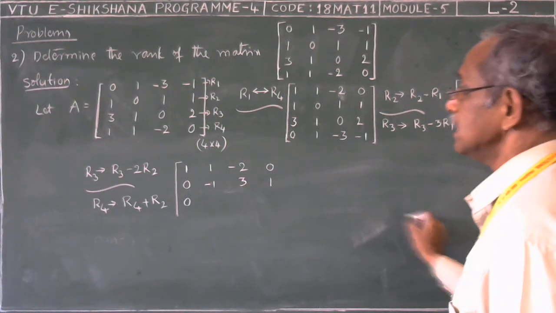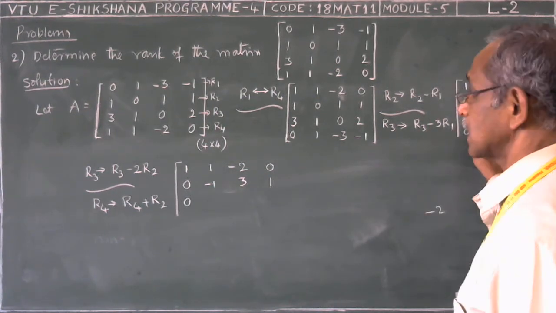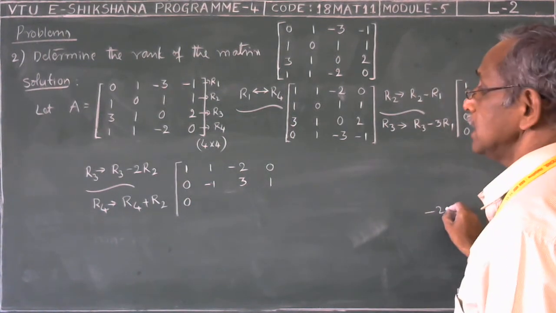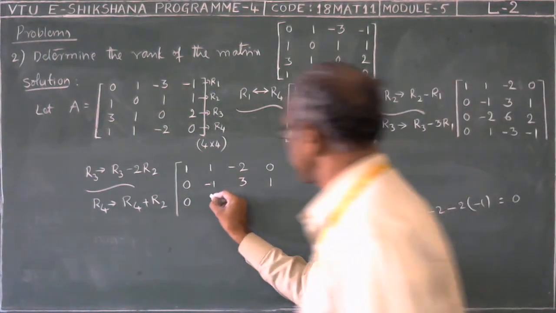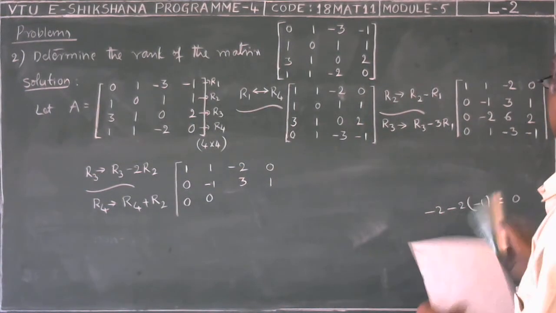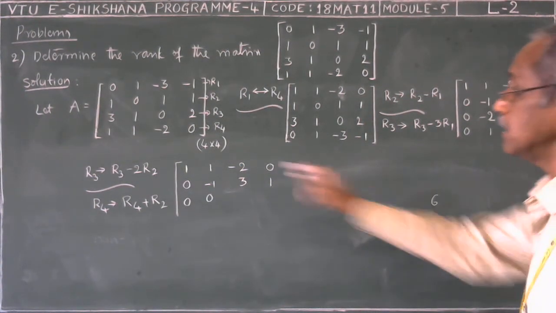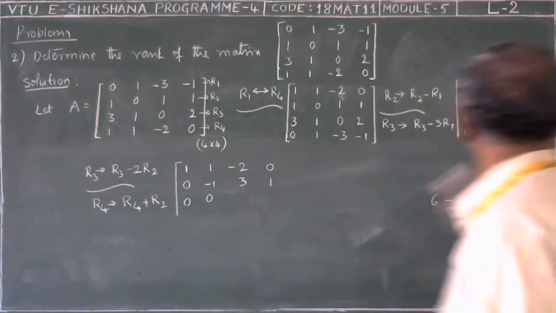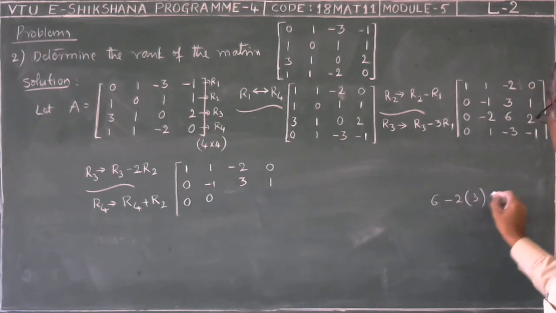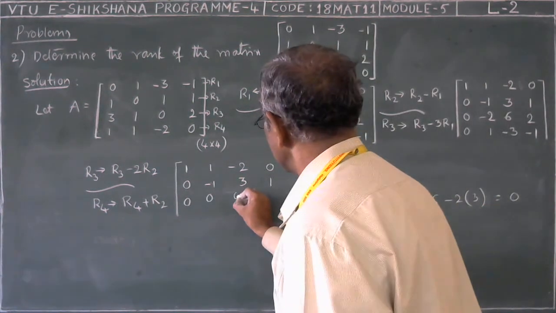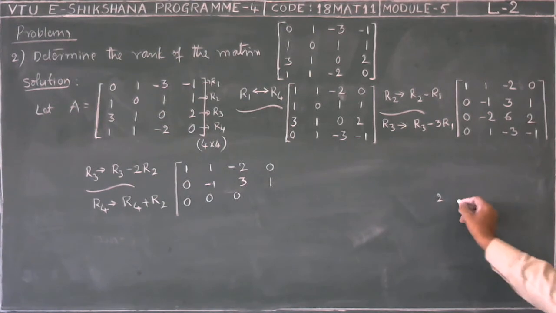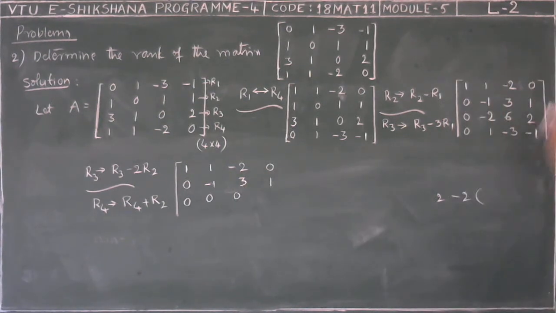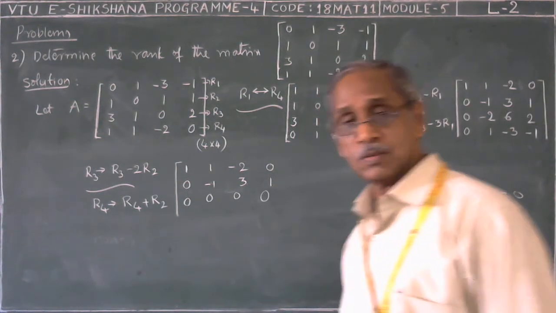Now, we will do this operation, R3 minus 2 times R2. Let us see, R3 is minus 2 now, because this is already 0, I have written 0 here. Minus 2 times R2 is minus 2, minus 2 plus 2 is 0. The next element is 6, minus 2 times R2, corresponding element in R2 is 3, so 6 minus 6 is 0. Then next element is 2 minus 2 times R2, which is 1, 2 minus 2 is 0. So this element is also 0.